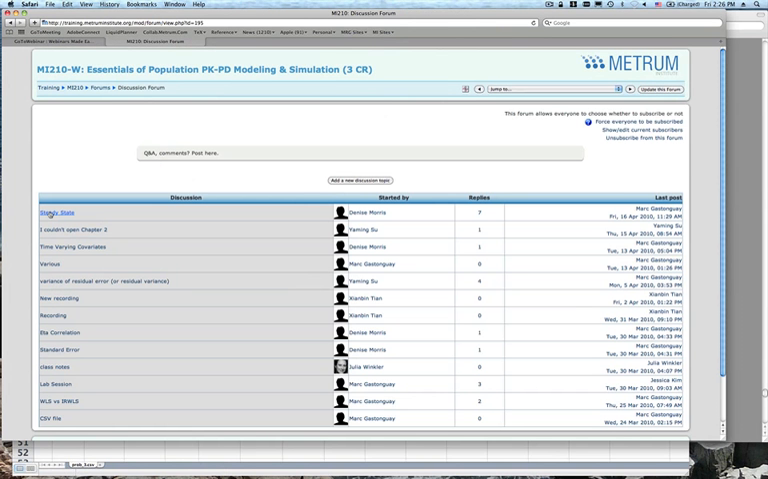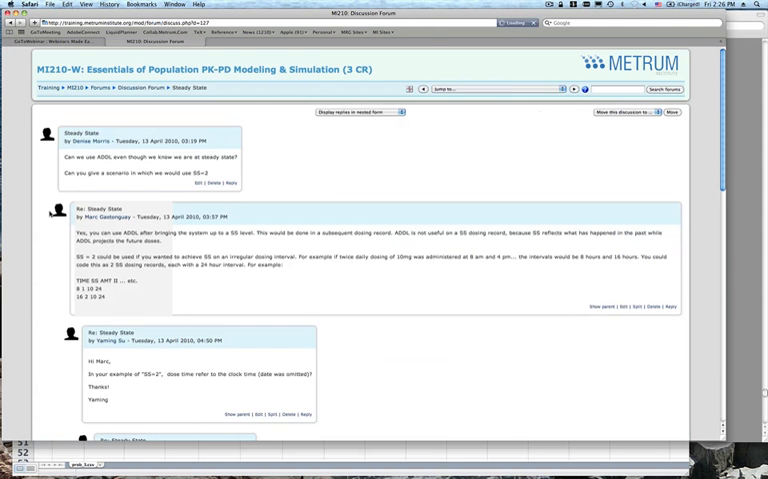And this is something that I added to this thread. So there's a lot of discussion here. Maybe I'll hit on a few of these just in case you all have not been following. But can you use ADDL even though we're at steady state? Can you give a scenario in which we would use SS2? Well, so the first question there is, yes, you can use additional dosing after bringing the system up to a steady state. This would be for a subsequent dosing record. Okay. ADDL is not really useful in an SS dosing record because steady state reflects what happened in the past, while ADDL projects the future.